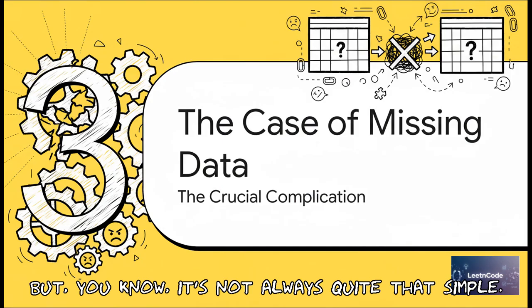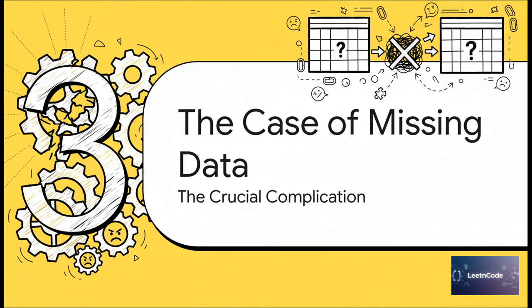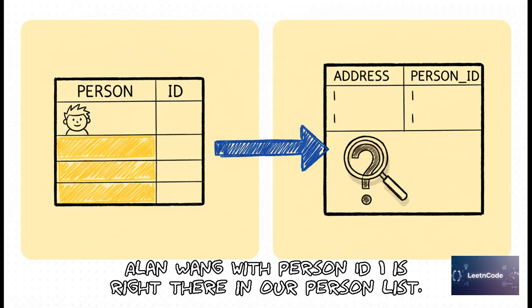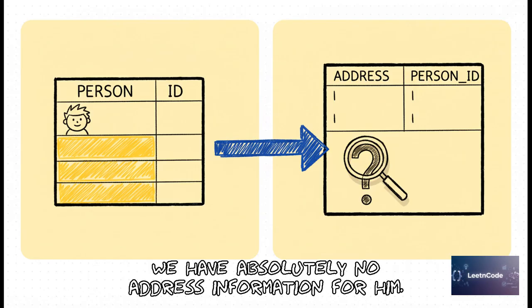But, it's not always quite that simple. As we try to connect these tables, we're about to hit a snag, a complication that really gets to the heart of our problem. Okay, so if you look closely, you'll see the issue. Alan Wang with person ID 1 is right there in our person list. No problem. But when we go looking for person ID 1 over in the address list, he's not there. We have absolutely no address information for him.